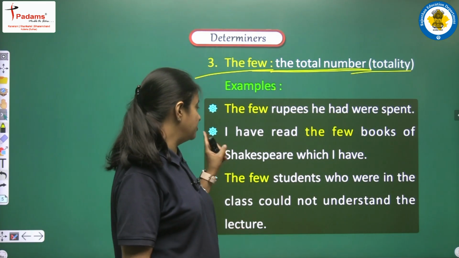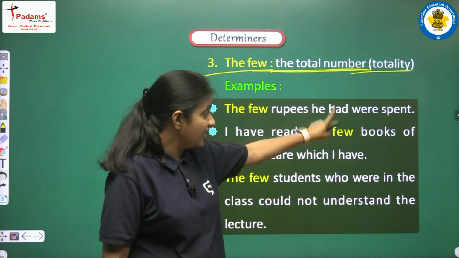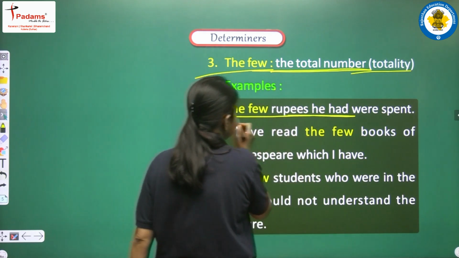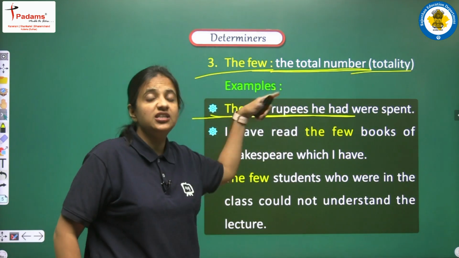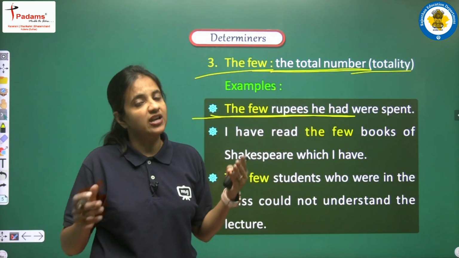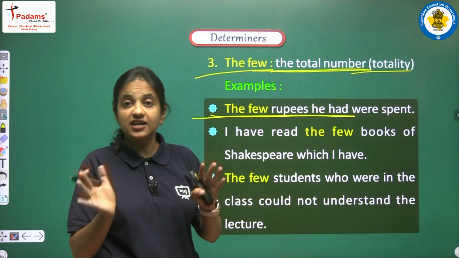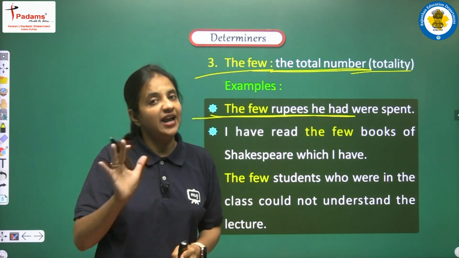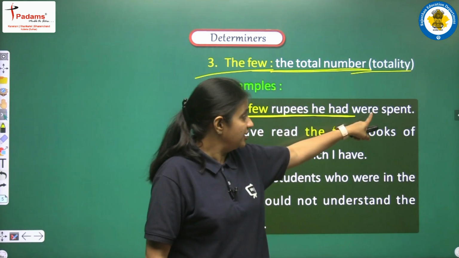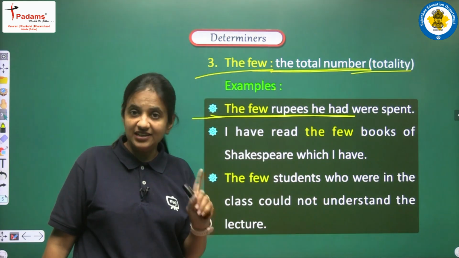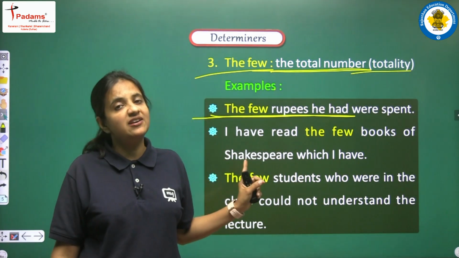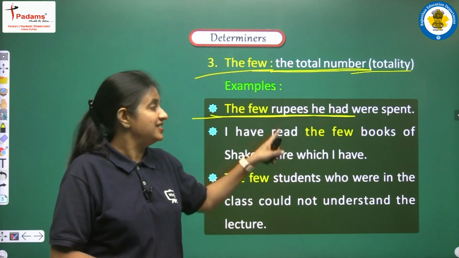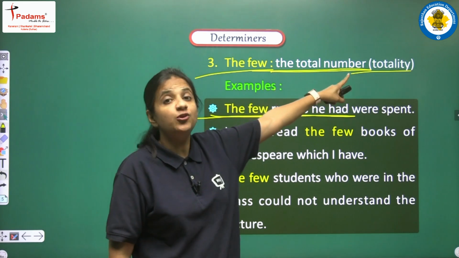How? Let's see the examples. The few rupees he had were spent. So here we are saying that the few rupees he had, it means कि उसके पास जितने भी rupees थे, it means हम ये नहीं कह रहे कि कम थे, ज़्यादा थे, लेकिन the few का मतलब है जितने भी थे. So total money that he was having, so entire money it was spent. Clear? So with the help of the few, here we are trying to indicate the total amount, or we can say the total money, and this is the reason the few, it shows the totality.